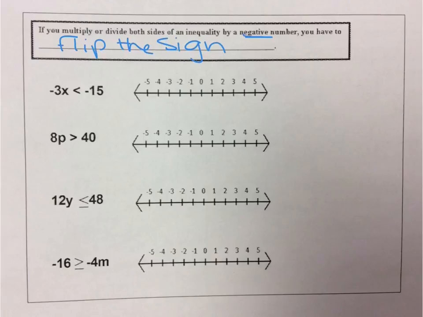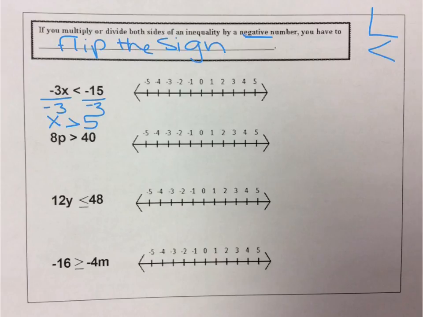So here we have negative 3x is less than negative 15. Remember, the L looks like the less than sign, so you can remember that's less than. So we're going to divide both sides by negative 3. We divided by a negative, so that means we need to flip our sign. So we have x is greater than 5 because we have negative 15 divided by negative 3.